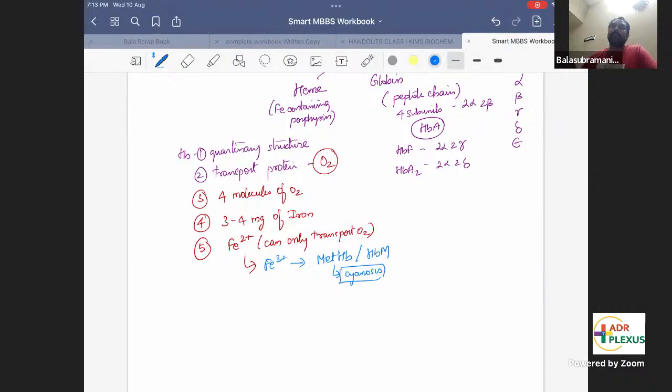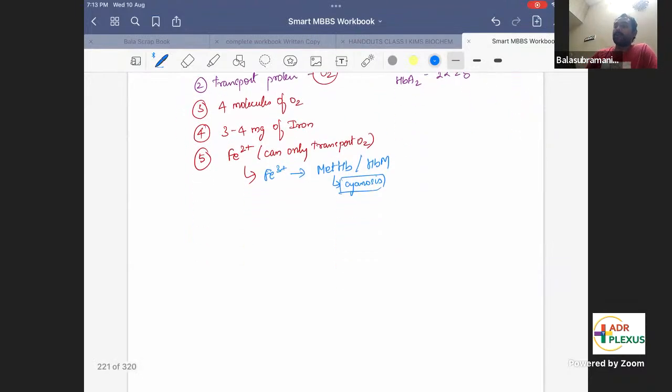So now let us move into the synthesis part. How is hemoglobin synthesized? The synthesis of hemoglobin is a separate topic in itself. What happens here is basically the hemoglobin synthesis, at the time of conceiving, starts from the yolk sac. So the yolk sac is the first source of synthesis of hemoglobin.